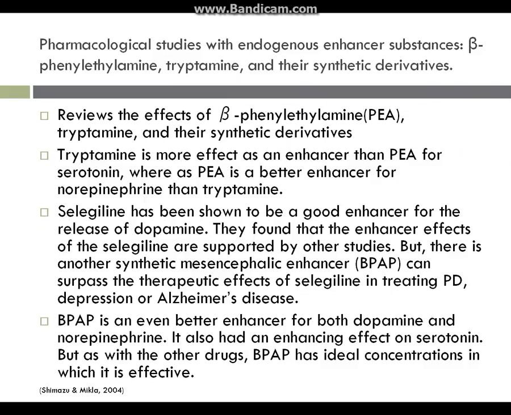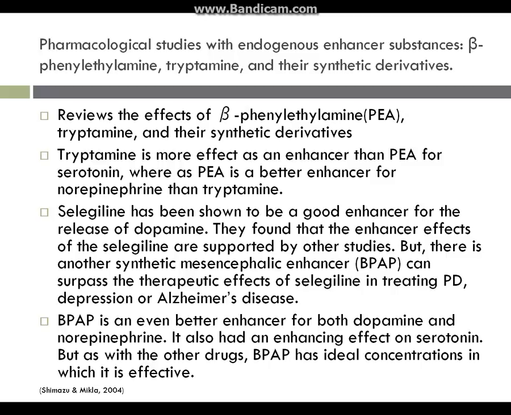So the next study is pharmacological studies with endogenous enhancer substances such as beta-phenylethylamine and tryptamine and their synthetic derivatives. So this paper reviews the effects of beta-phenylethylamine and tryptamine and their synthetic derivatives such as selegiline and BPAP. Now, by enhancer effect it is referring to the release of neurotransmitters such as norepinephrine, serotonin, and dopamine.